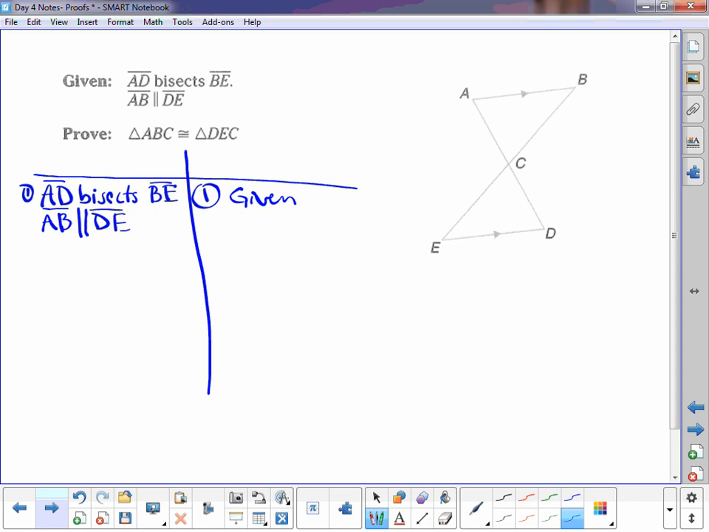So it operates the same as the midpoint, but instead of them saying C is a midpoint, it says that AD cuts it in half. Good. So let's go ahead and mark that on our diagram and translate that. So we know that segment AC is congruent to segment CD. Segment AC is congruent to segment CD.